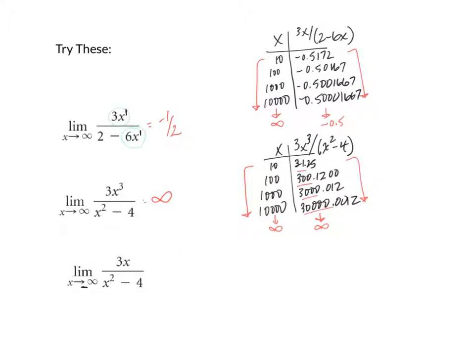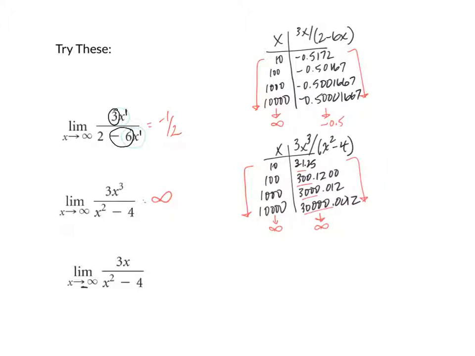So this means as x grows, both the numerator and denominator are essentially growing at the same rate. So when x goes from 10 to 100, both the numerator and the denominator grow by a factor of 10. And so really what matters then are the coefficients, right? So 3 divided by negative 6.